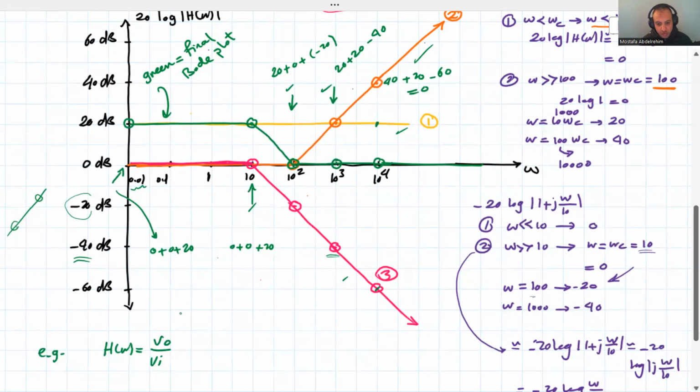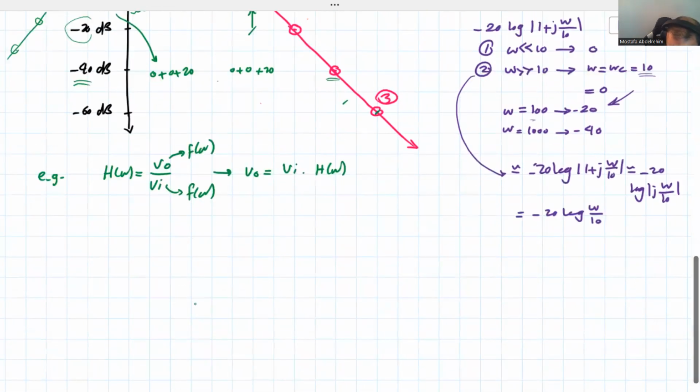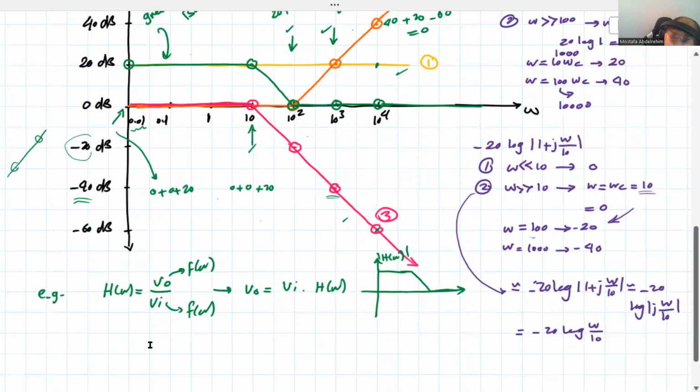Remember, all of them are functions of omega. This guy is a function of omega, meaning it changes with the frequency. The input also changes with the frequency, in the general case in an AC circuit. So what does that mean? Remember here, V O equal to V input multiplied by H of omega. And H of omega is a function of frequency like that. That's H of omega. It's like that. And this happens at 10.